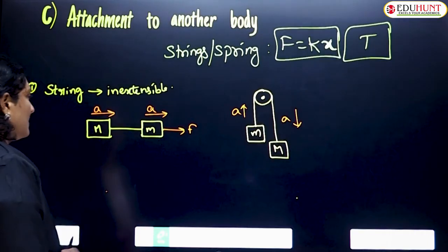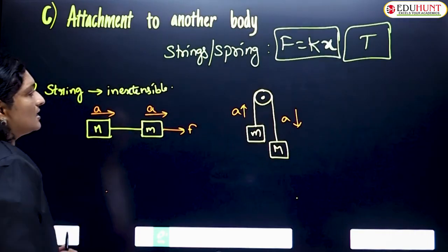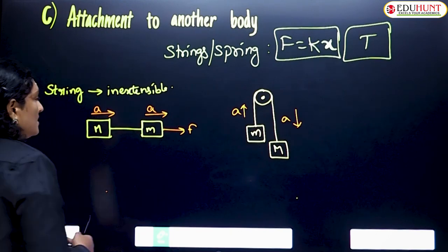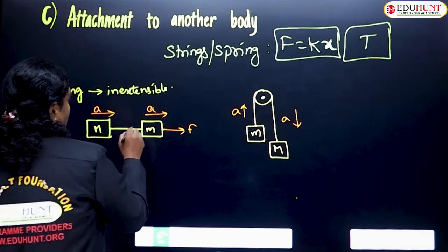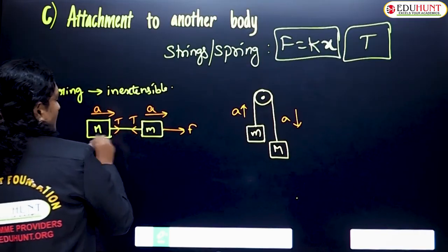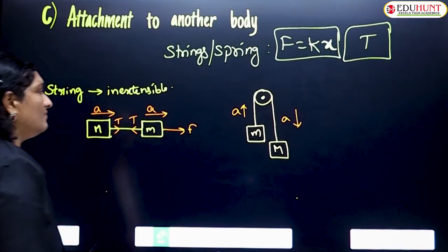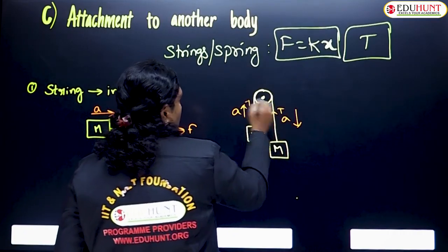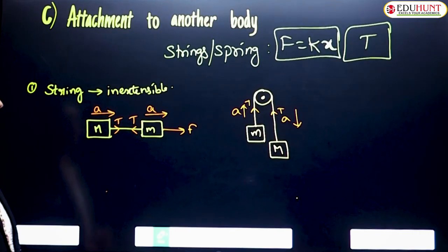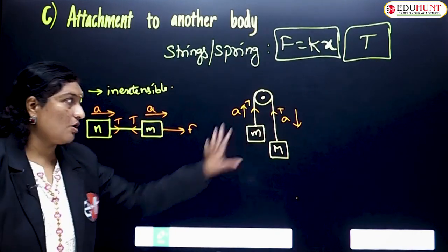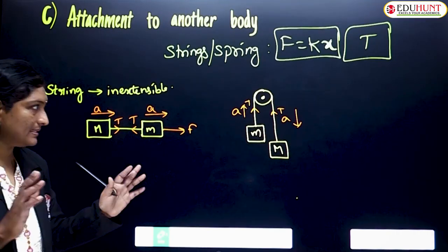And also remember that the tension in the string remains the same. What is that, children? The tension in the string remains the same. Suppose T tension is acting here, then throughout the string the tension will remain the same. So here T and here also T. Is that case clear, children? If the string is inextensible, then the acceleration of both the masses will be the same.